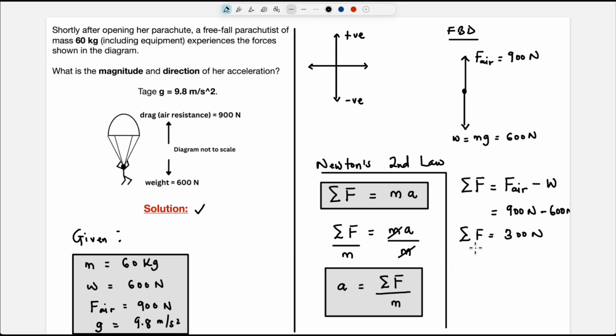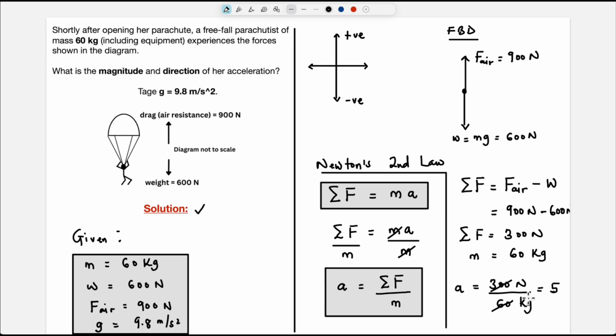Okay, now what is the mass? We know the mass to be 60 kilograms. So we can plug that in our equation here. So the net force, which is 300 newtons divided by 60 kilograms. Now 300 divided by 60 will give us positive 5. And then the unit is going to be newton per kilogram.